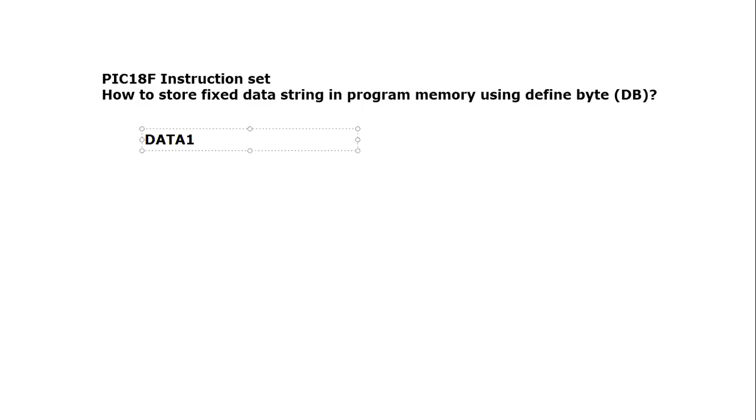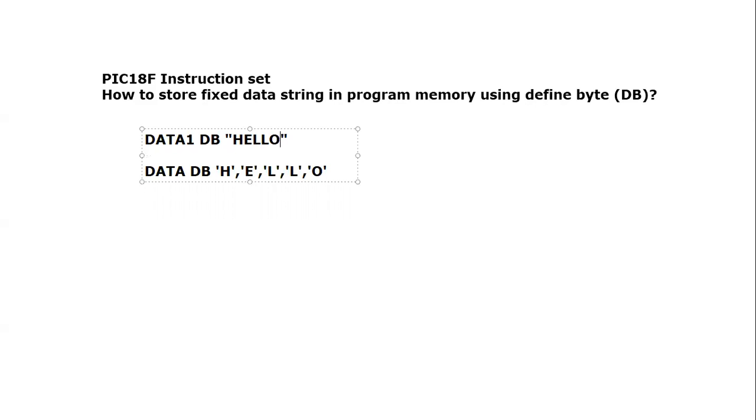Let's say the label of the data is data1. It can be anything, it is just a label. Then you use the define byte directive, or DB, and then mention your data in double quotes, so "Hello". Or I can write the same thing using DB with 'H' in single quotes, comma, 'E', comma, 'L', comma, 'L', comma, and 'O'. So these are two different ways of storing Hello as string fixed data in program memory, and both commands will store Hello in program memory.